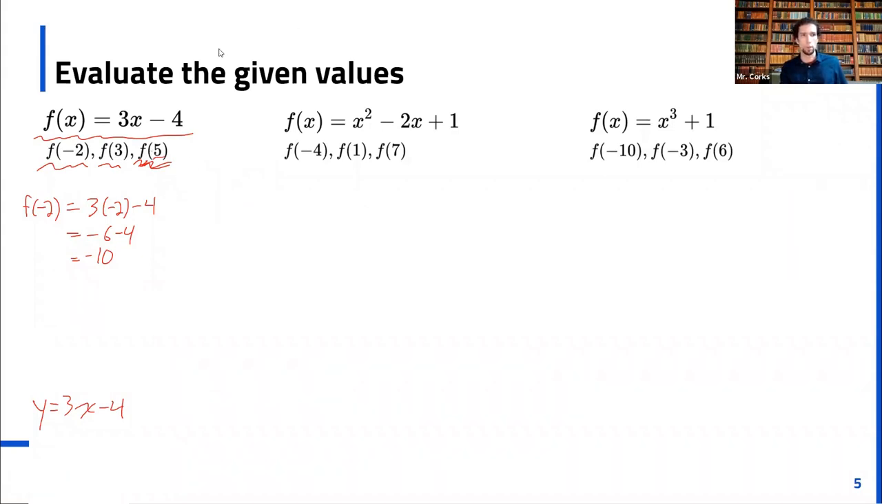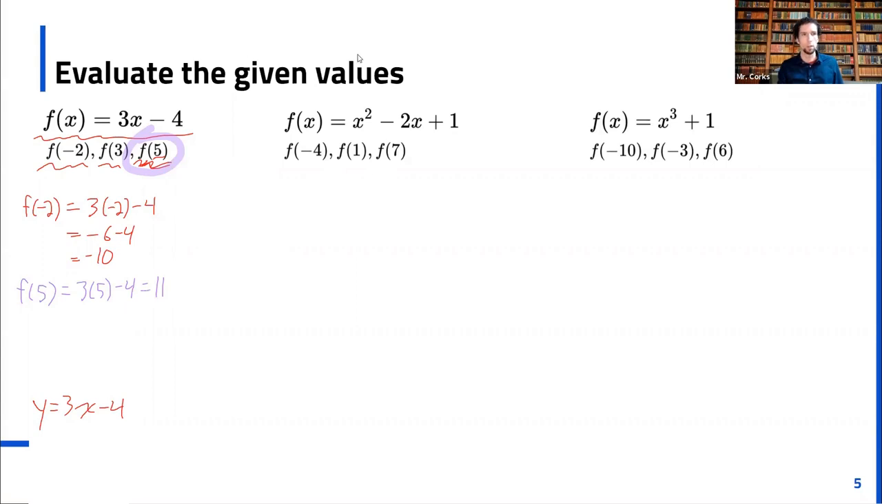So I wrote a bunch here. Maybe we don't need to actually do all of them. Let's try this one, f of 5. So take a moment and calculate that, and then tell me the answer you get. Okay, anyone? We see in the chat, 11. 3 times 5 minus 4, that's 11.